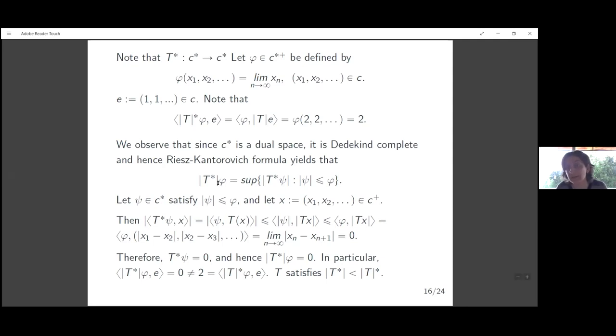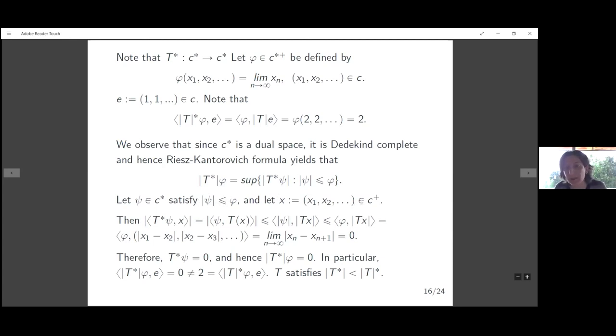The modulus of T exists because C is Dedekind complete. The same way, the modulus of the adjoint exists and is defined by the same formula, by this supremum. So we have the formula for the modulus of the adjoint, and we choose psi in C star, in the dual of C, which satisfies that modulus of psi is less than or equal to phi.